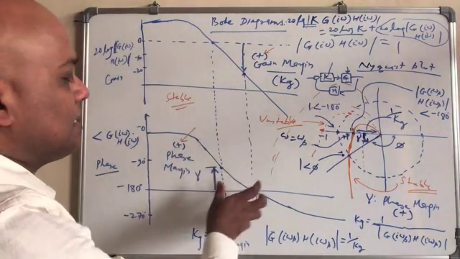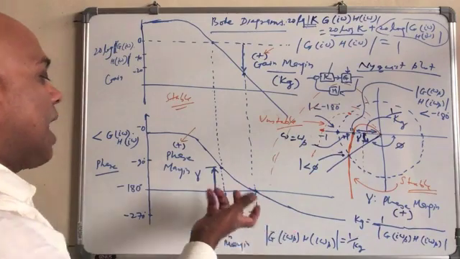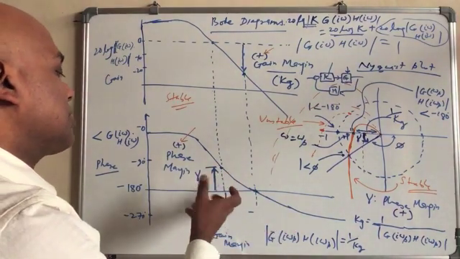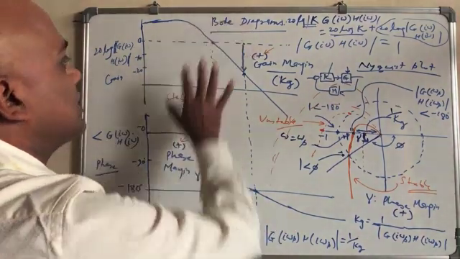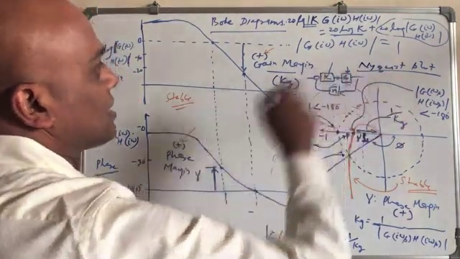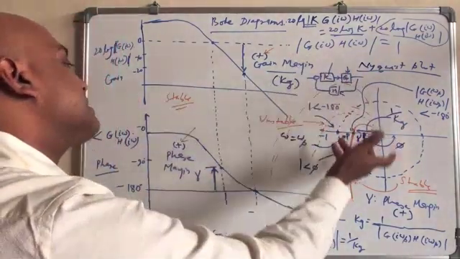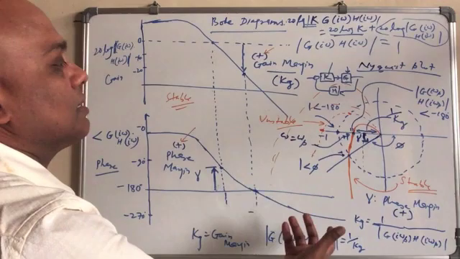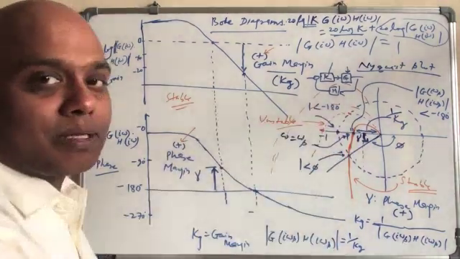The idea is the design, basically how to design a system so that you get the desired Bode diagram or desired Nyquist plot. Why desired? Desired meaning that it should be stable, right?